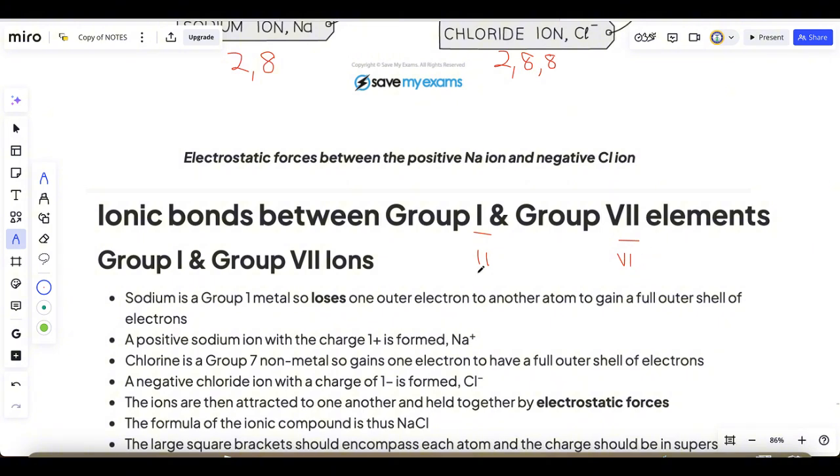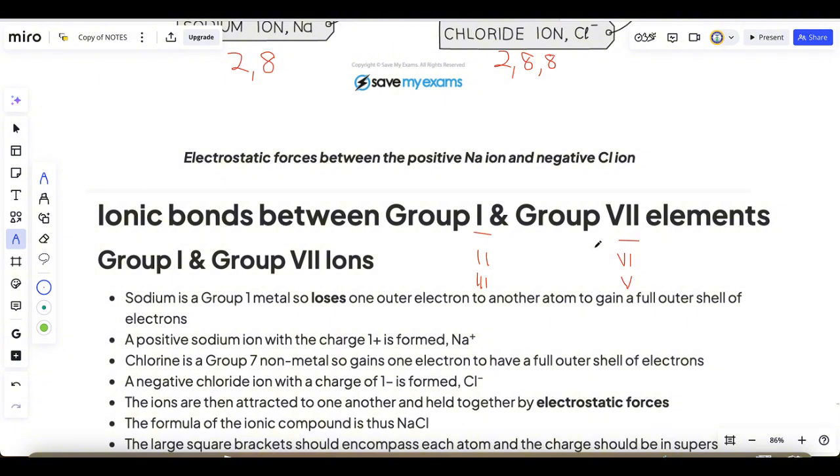Bonding will be between group 3 and what? Group 5. Between group 3, I'm using Roman numerals, between group 3 and group 5. See how the bonding takes place? No, between group 4. Group 4 is covalent bonding. There's no ionic bonding in the case of group 4.